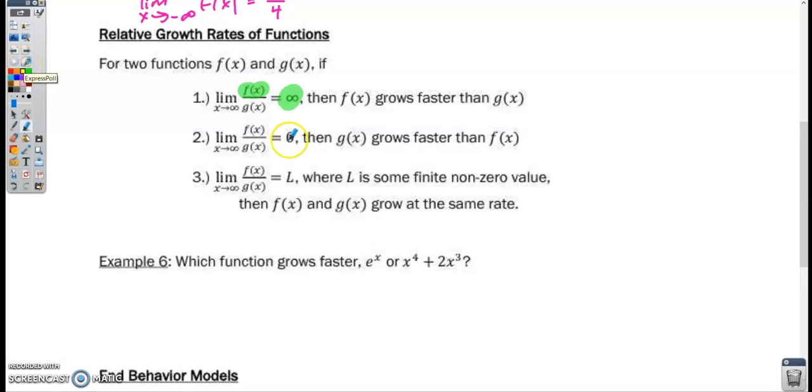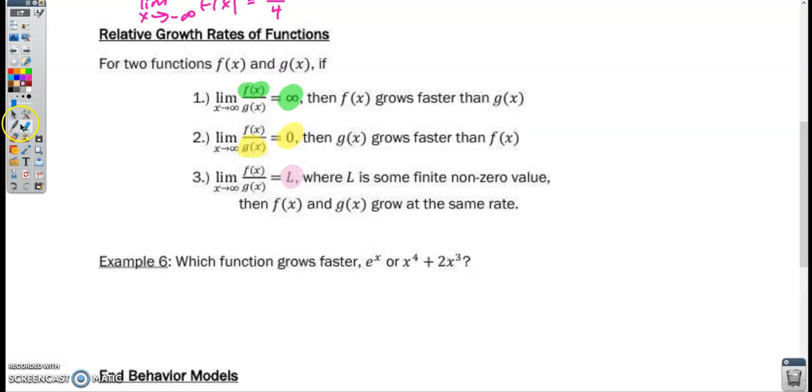Then we have the situation where the limit is 0. That tells us that the function in the denominator grows faster because f divided by g gets closer and closer to 0, which means g has to be bigger than f. And then we have the third scenario, which is when they grow at the same rate if we end up with the same finite value.